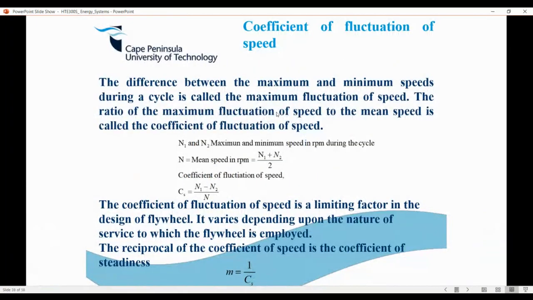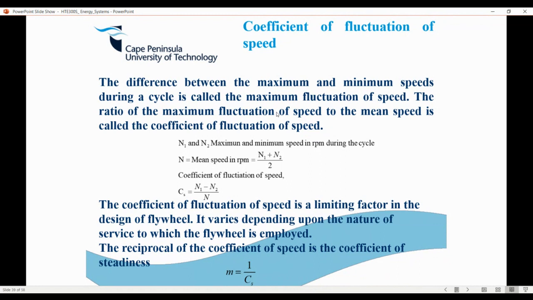Okay, another metric which is given by it is called the maximum and minimum speed. This talks to the maximum speed and the minimum speed in the cycle. Obviously the mean speed is going to be the max plus min divided by 2. That's the omega you normally use in your calculations, that mean speed of the engine. But the max speed, but the coefficient of fluctuation of speed, the CS, which is N1 minus N2 divided by N.